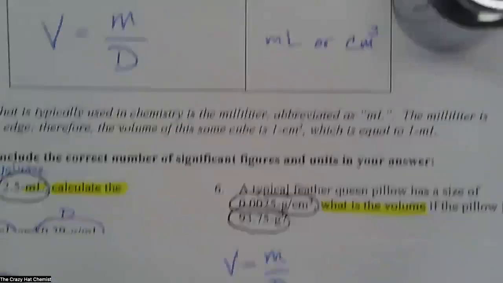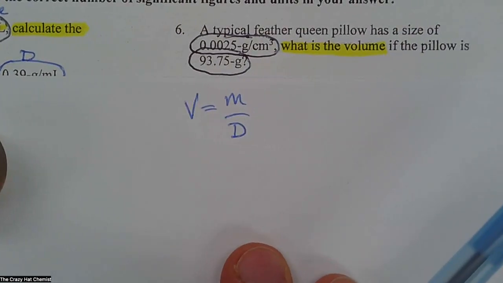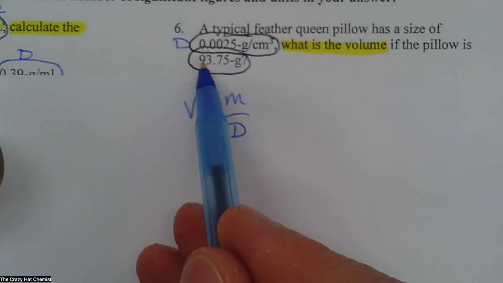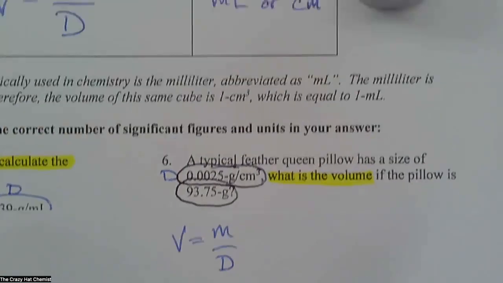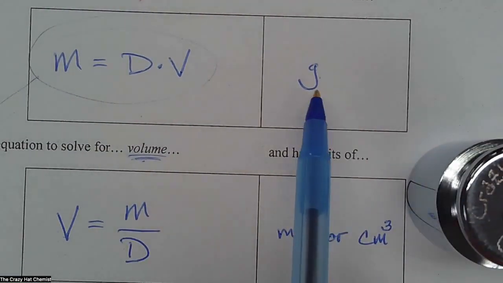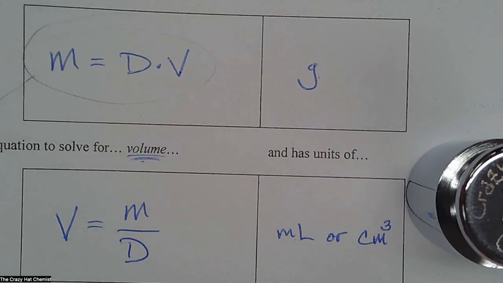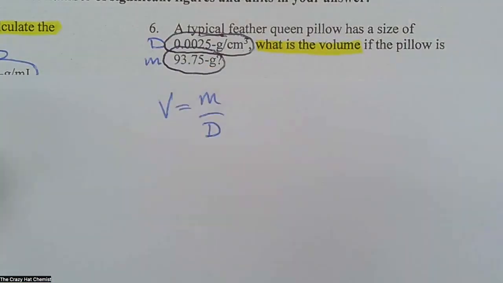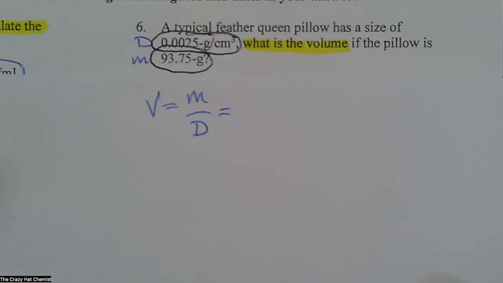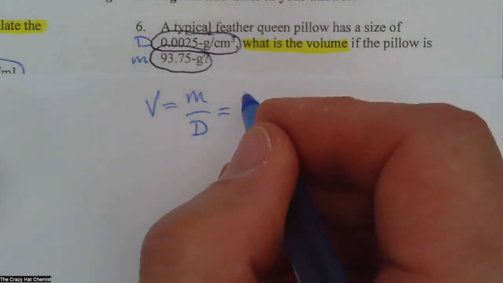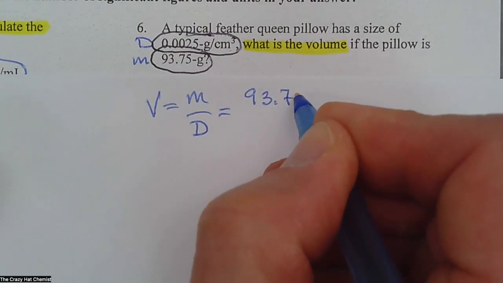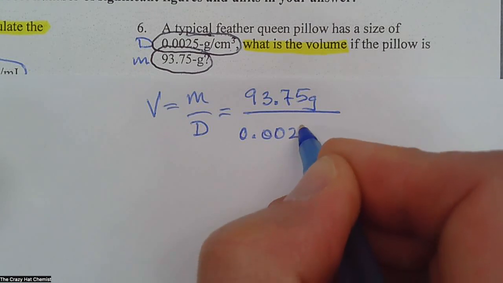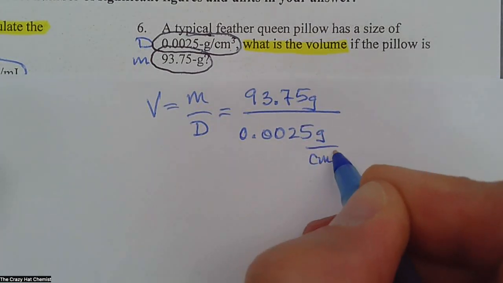So we know that this number right here, 0.0025 grams per cubic centimeter, that is a density. Then we need to figure out the 93.75 grams. And the 93.75 grams is a mass. So that means that this number is a mass. So I'm going to plug these numbers into this equation as is appropriate. So I've got the mass at 93.75 grams divided by 0.0025 grams per cubic centimeter.